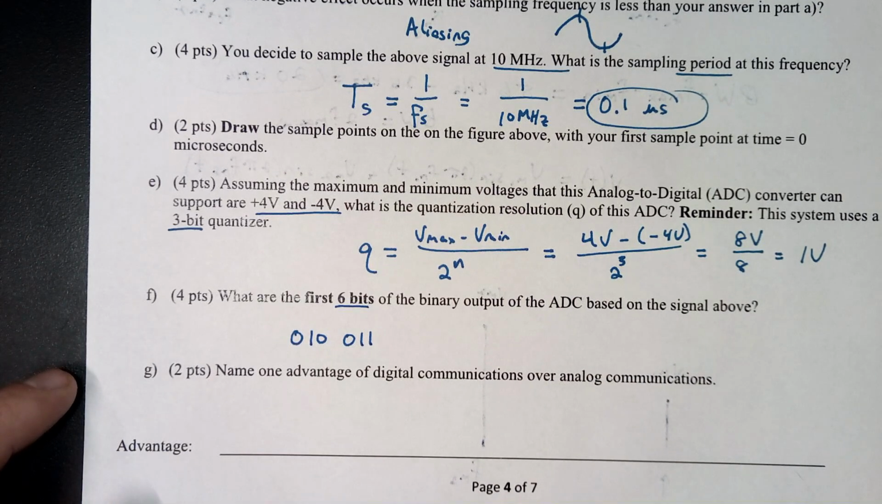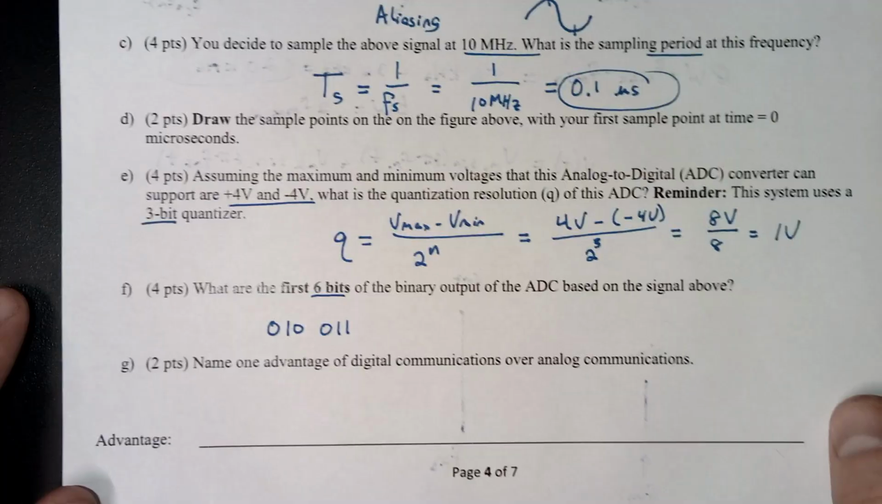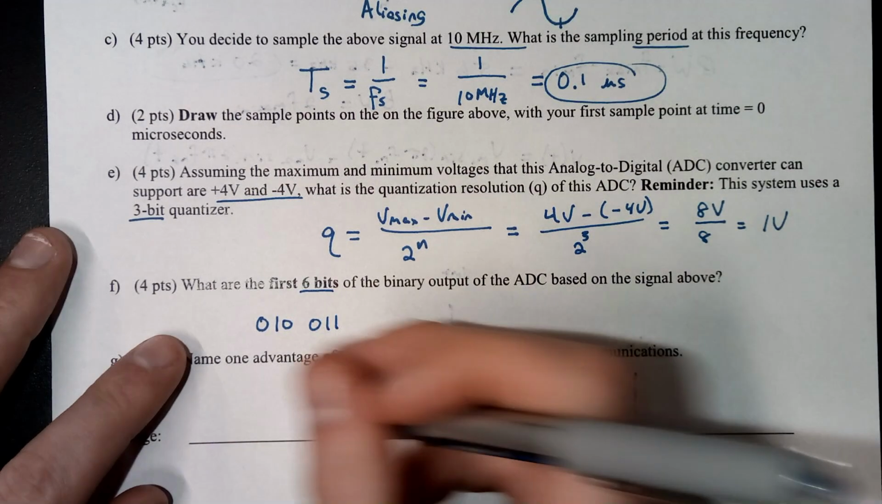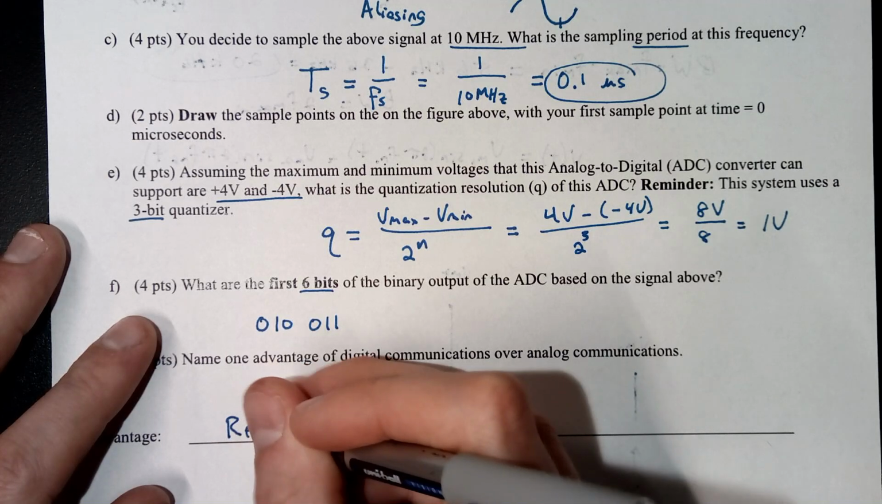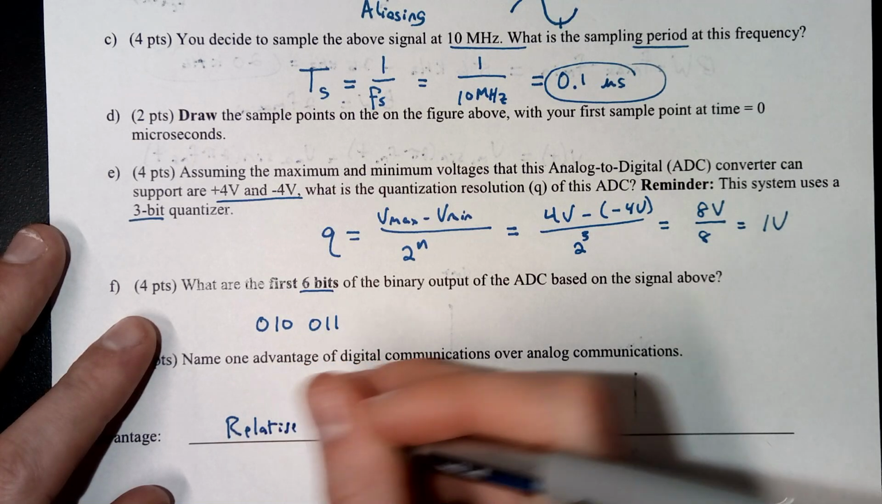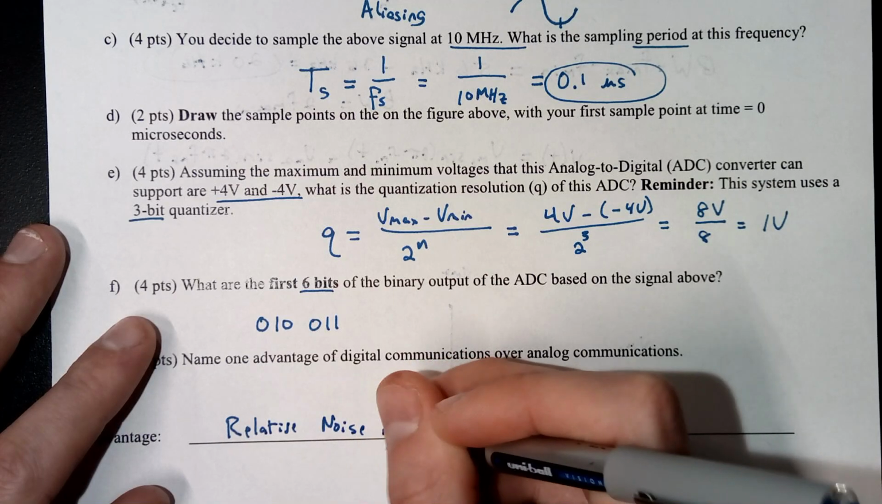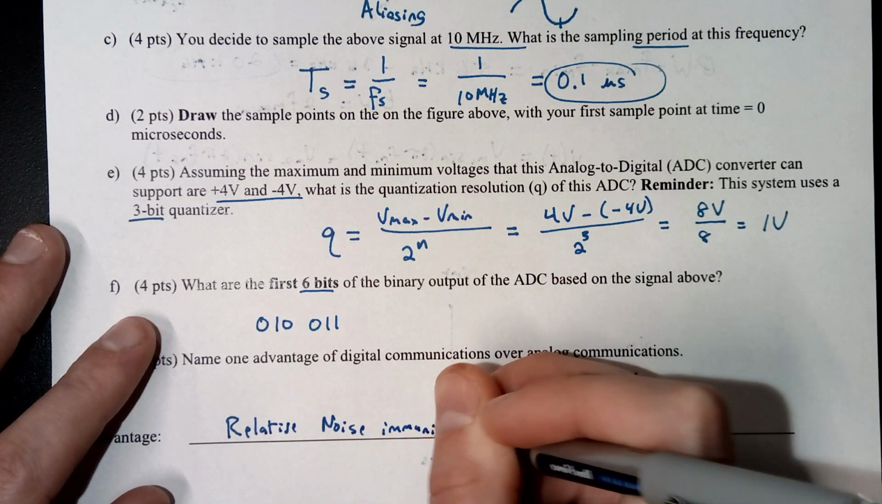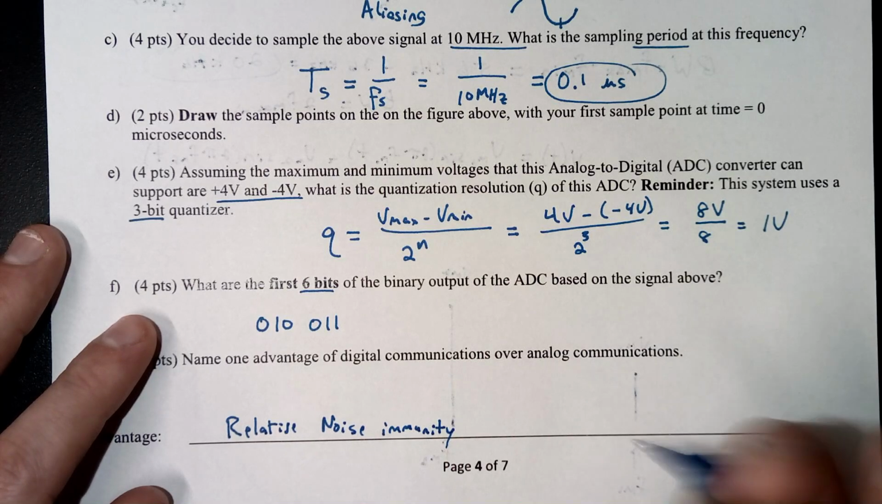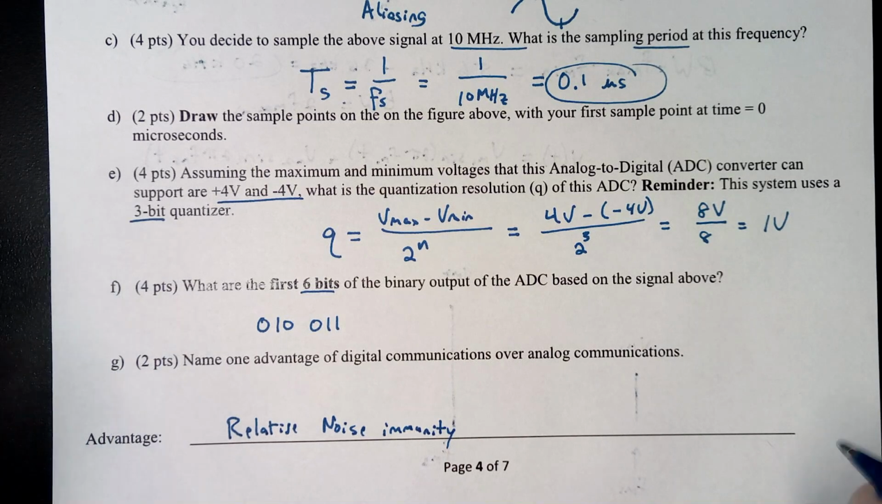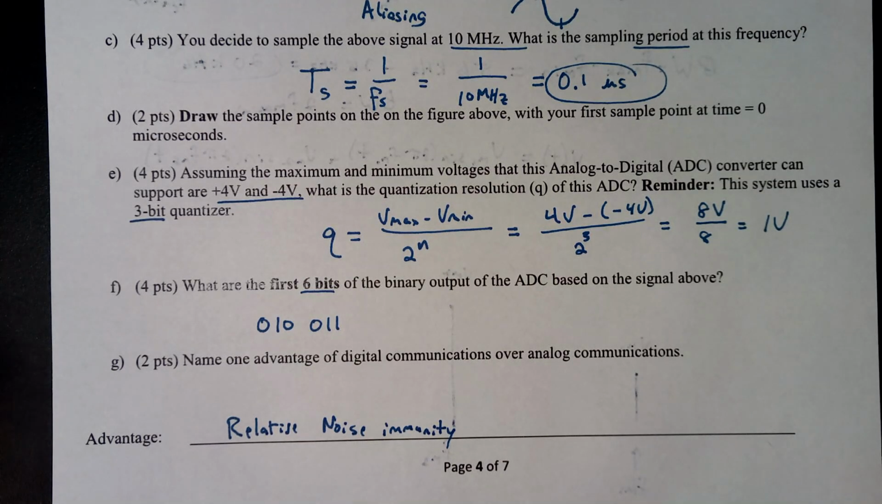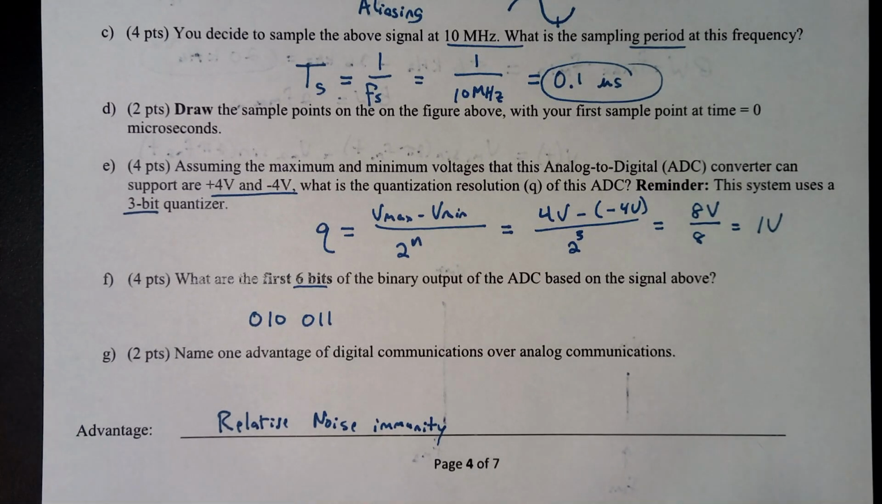And then name one advantage of digital communications over analog communications. The quick answer is usually going to be relative noise immunity, right? Because we're only sending 2 different values, it's easy to distinguish between them. There's a relatively small number of values compared to the analog values that could exist. It's easy to filter out the noise in digital communications. That's it for question 3.